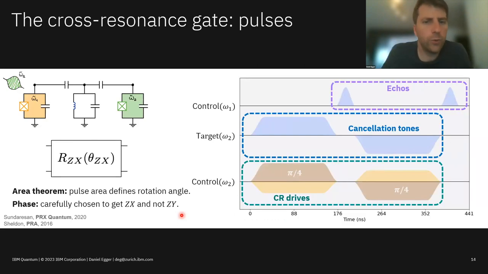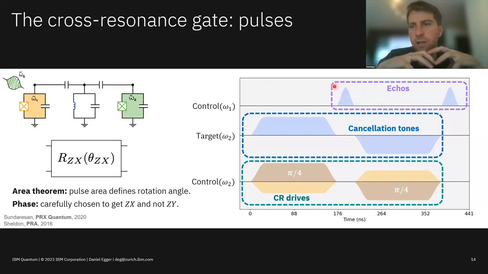So how do we implement the CNOT gate, right? The way that we do it is the following. We use what is called echoed cross resonance pulses. So I have here two cross resonance drives that each create a rotation angle of pi over 4. And you can see here that they have two different phases. They have a difference in phase of exactly pi. And the reason for that is because we build in an echo structure into this pulse. You can see here that we do an echo on the control qubit.